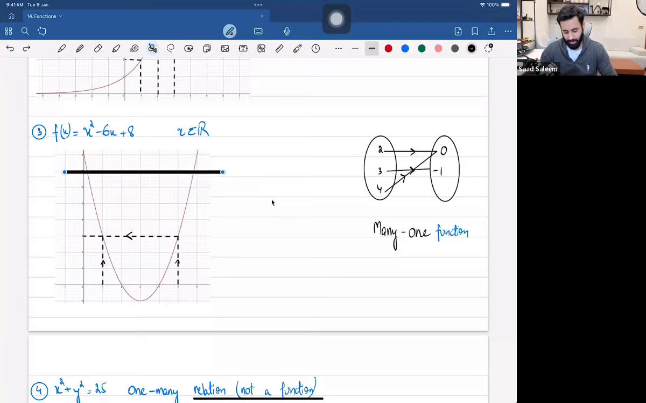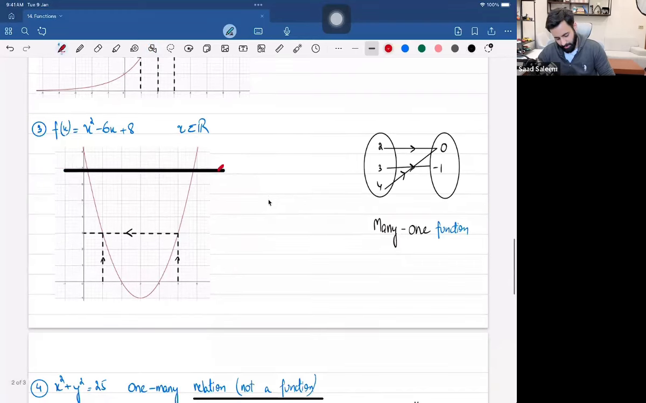Because it has passed the vertical line test. That means it's a many-to-one function. Okay, now I'll leave this horizontal line over here and I'll write it down so that later on when you are revising, you know what it's there for. This is a many-to-one function.